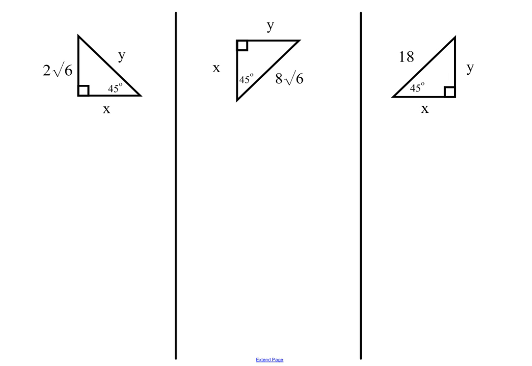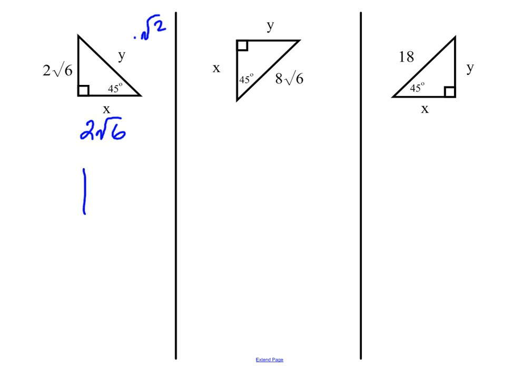Okay, special right triangles. We get to use some shortcuts to solve these problems. And our answers are going to be in exact form, so our answers will have radicals in them. First problem, think of this as half of a square. So the 2 square roots of 6 is the same on each leg. And the y is always times the square root of 2.